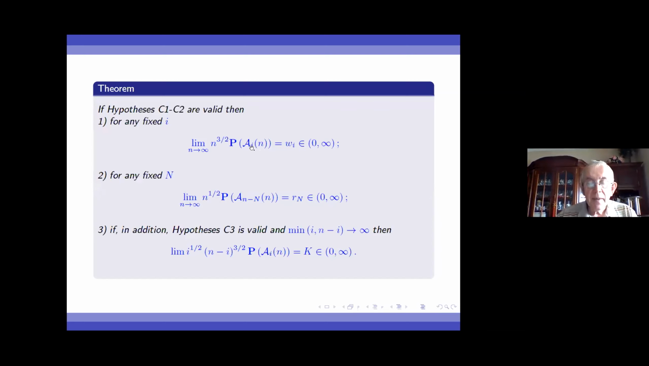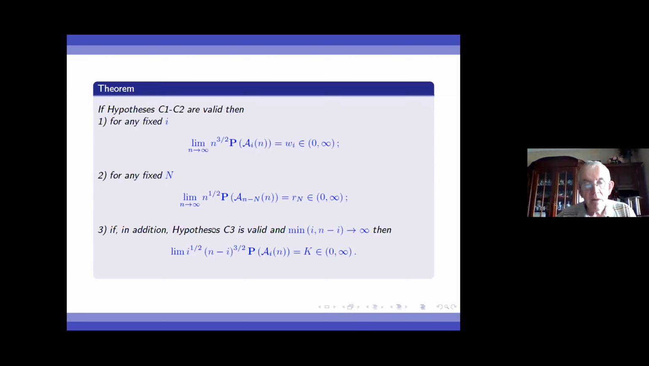If we consider immigrants which enter the population at the initial moment, for a fixed moment i, then the probability that this clan will survive is proportional to 1 over n to the power 3 over 2. Then for any fixed n, if we now consider the right side, the probability of survival of only this clan, where the clan was initiated close to the moment of observation, is of order n to the power 1 over 2.